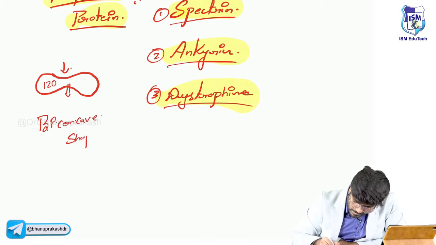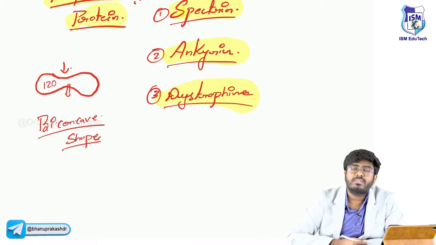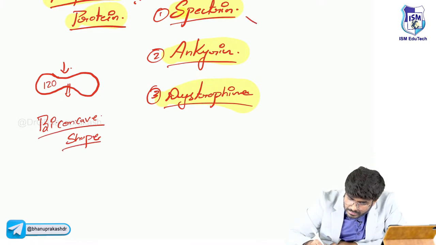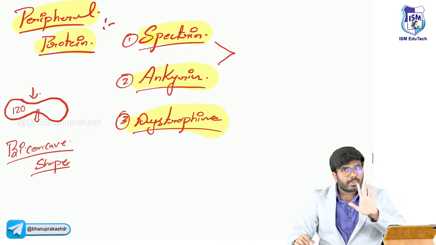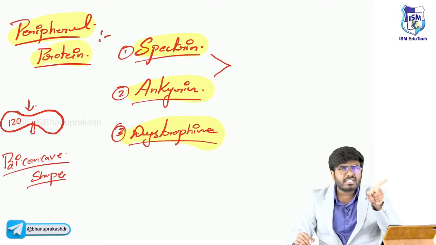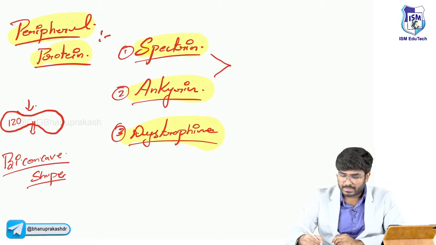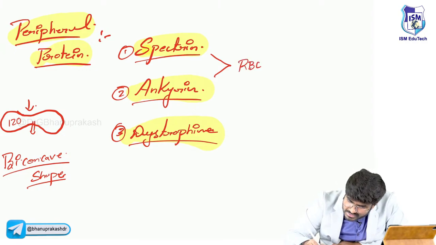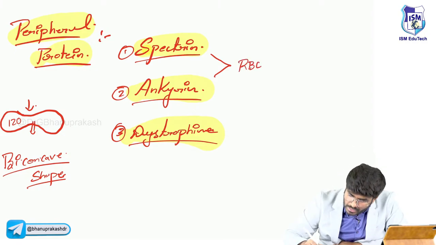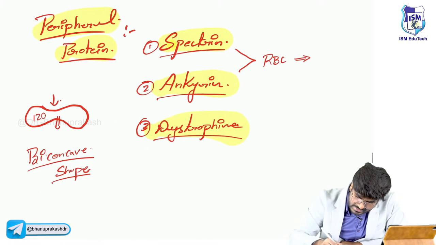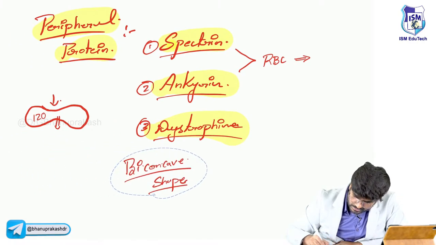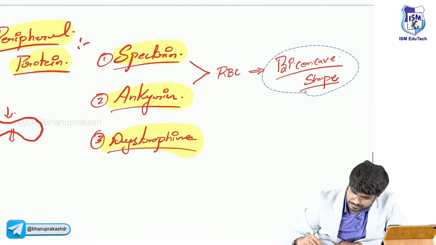Biconcave shape. Now, do you know this biconcave shape is because of spectrin and ankyrin? Yes, they are peripheral proteins, but present where? In all the cell membranes? No, they are present mainly in the RBC cell membrane. They are responsible for this biconcave shape.